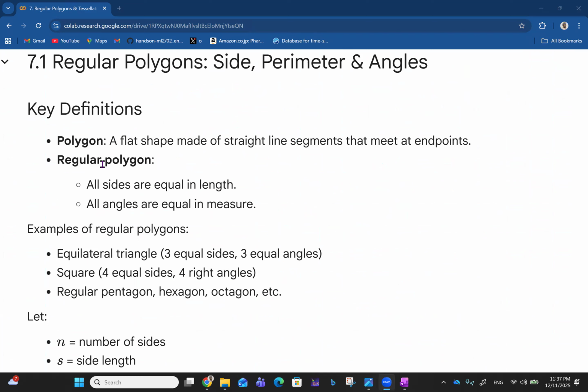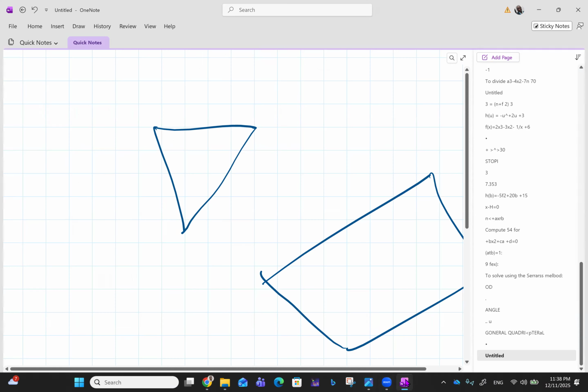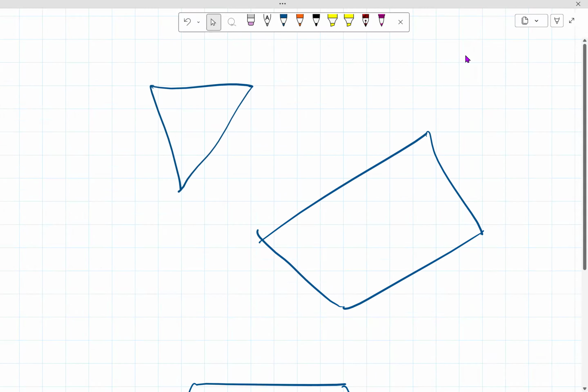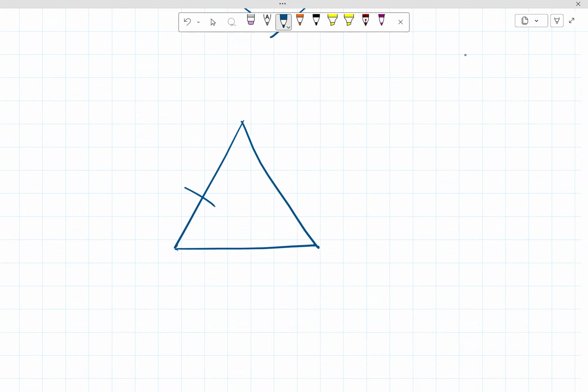So when we talk about a regular polygon, we are saying that all sides are equal in length and all angles are equal in measure. Examples of regular polygons include, I've talked about this a lot, the equilateral triangle, three equal sides and three equal angles. The smallest regular polygon is an equilateral triangle. You have all the three sides equal and all the three angles are also equal.